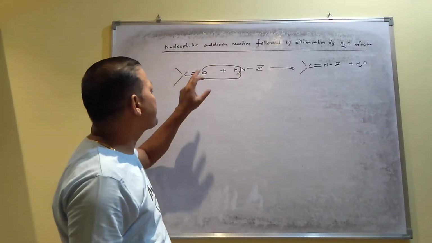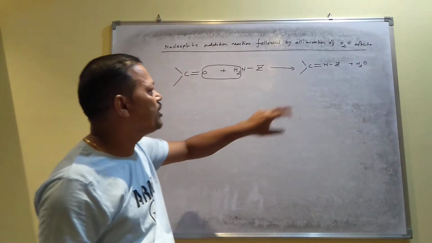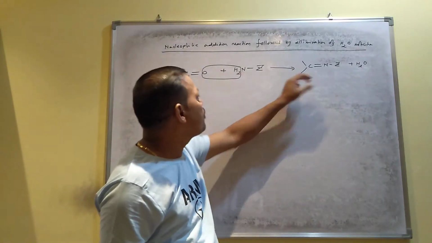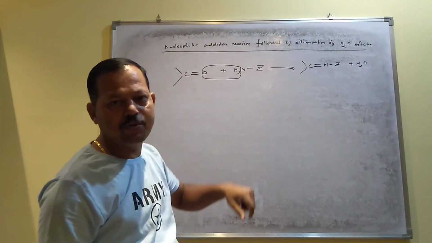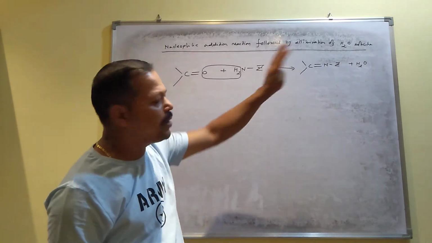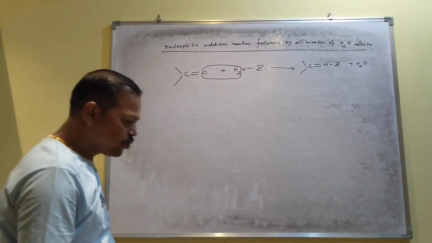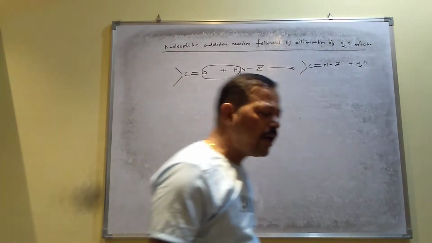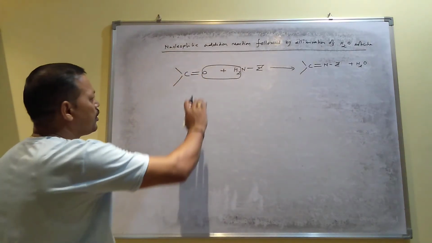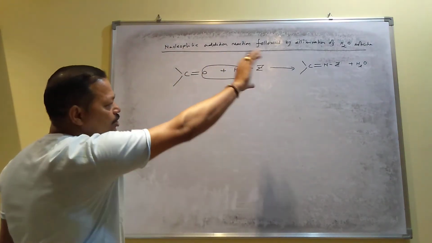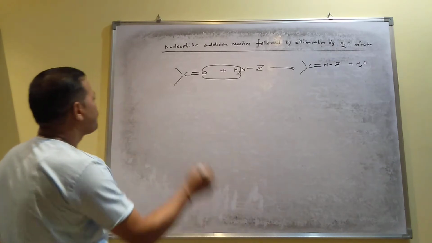Normally in an addition reaction the double bond is converted to single, but here the double bond remains because of the elimination of the water molecule. So that's why the double bond remains as a double bond. So now I'll give you some examples. The mechanism is like this. Like this way you have to write the reactions.